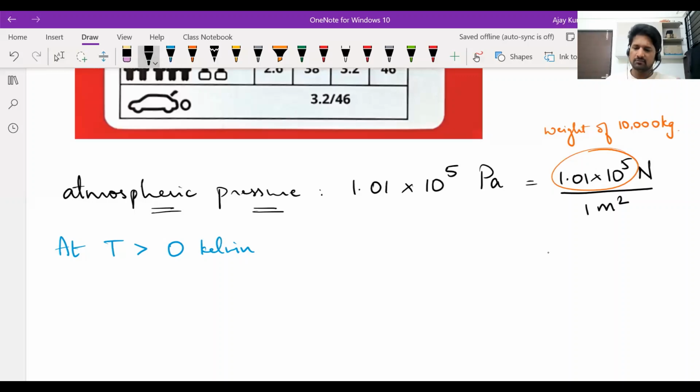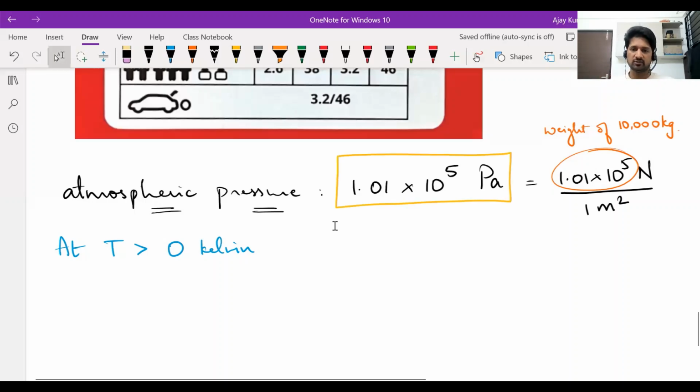Fine. So just remember that atmospheric pressure is a huge amount of pressure, not something that you can ignore. There are some very interesting experiments also based on atmospheric pressure, just to help you understand how significant atmospheric pressure is. I'll share them with you later. So in gases, that is how pressure arises.